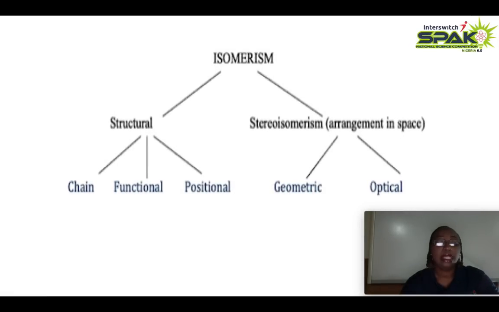Now let's quickly look at isomerism. I said that they exhibit isomerism, and we have two types of it. Mainly, we have structural isomerism and stereoisomerism, that's arrangement in space. Under structural, we could have chain, functional, or positional isomerism, depending on the functional group and the position too. Then under stereoisomerism, we have geometrical and optical.